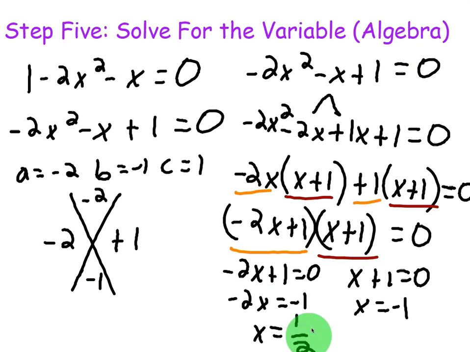Subtracting 1 over here and dividing by -2, I get x equals positive 1/2, negative over negative. And on the right here, I get x equals -1 by subtracting 1. So I've used algebra to solve for x, and now what?